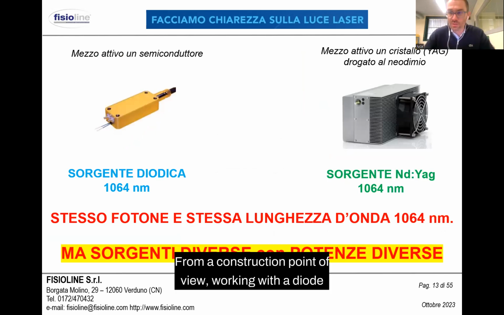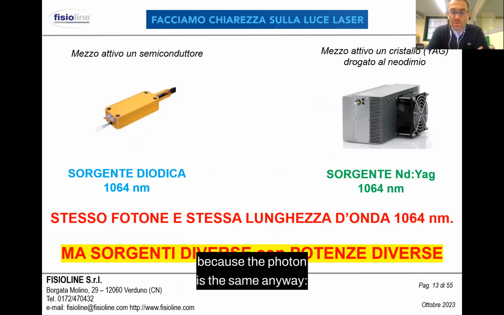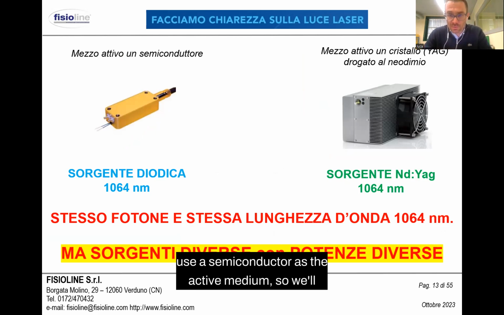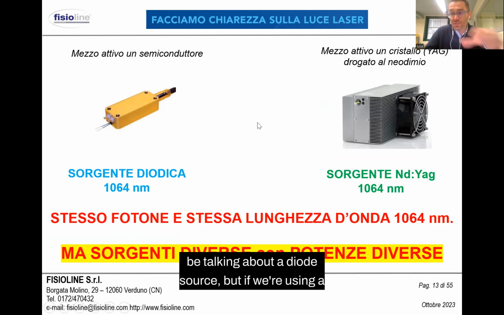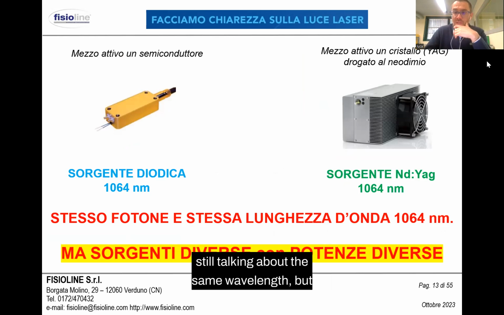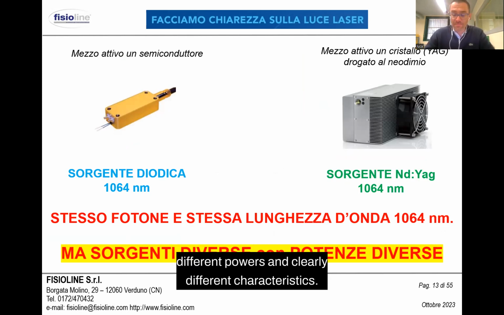From a construction point of view, working with a diode source and an Nd:YAG source are two different things, because the photon is the same anyway. Suppose, for example, that we take wavelength 1064, we can use a semiconductor as the active medium, so we'll be talking about a diode source, but if we're using a neodymium-doped YAG crystal as the active medium, we're still talking about the same wavelength, but an Nd:YAG source. So same wavelength, but different sources with different powers and clearly different characteristics.